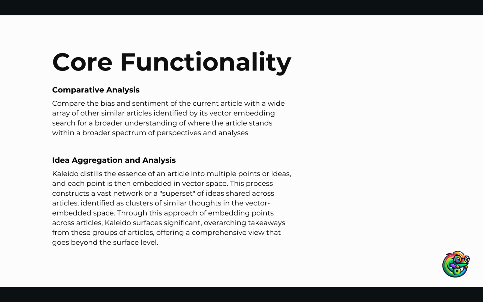The idea aggregation analysis is a little more complex. So we have a pre-processing step where when we ingest all of the news articles, we distill essentially each one of them into multiple points or topics, and then those are also embedded in vector space. And then we have a network of ideas shared across different articles. And then this allows us to surface significant overarching takeaways from not just the article that you're viewing, but also a lot of relevant articles. And it gives a very comprehensive view of all of them and how each article, on average, generally talks about each issue.